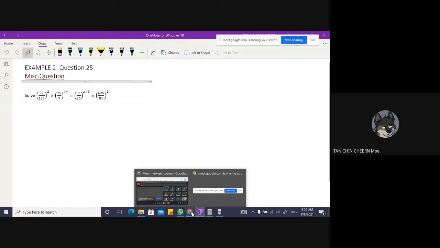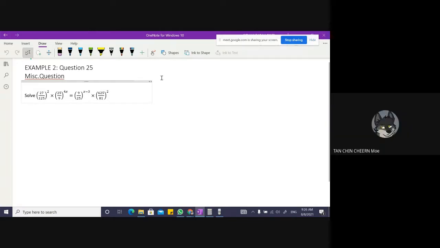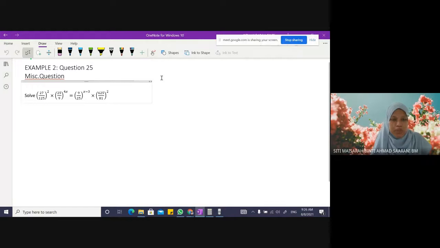Index equation. This is an index equation. How to solve this equation? Any idea? To base form. Okay, so we need to change the base form. The left hand side and the right hand side should be in the same base form.